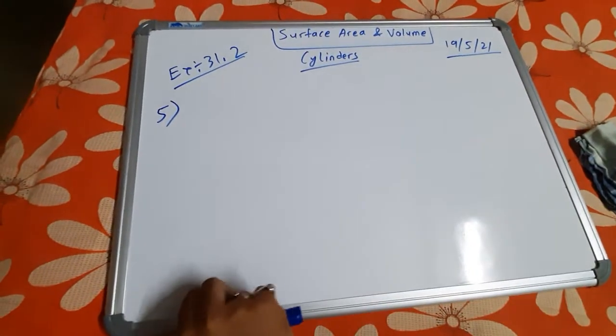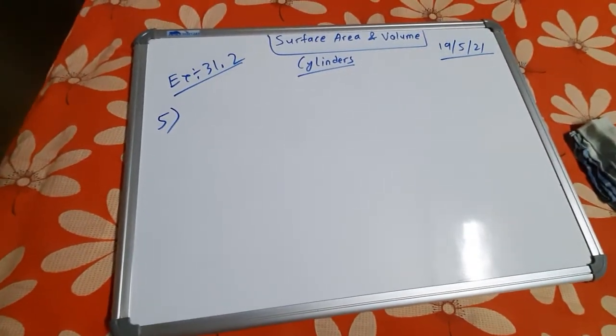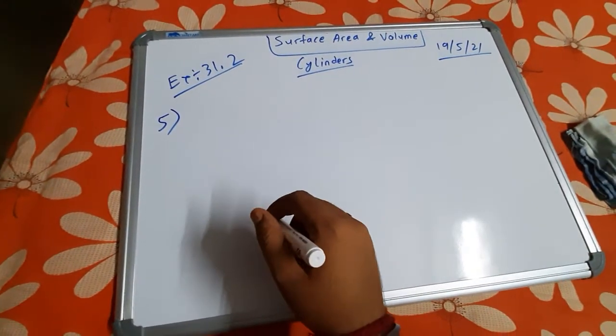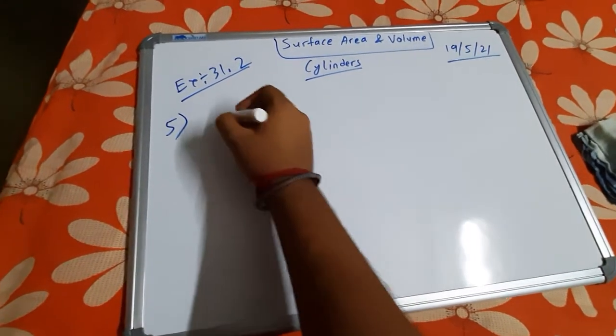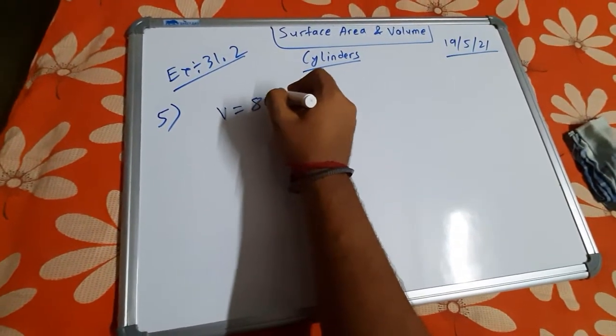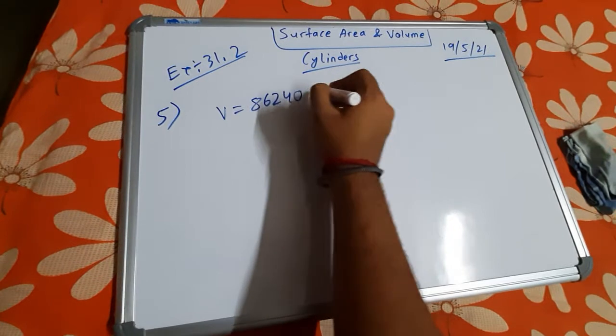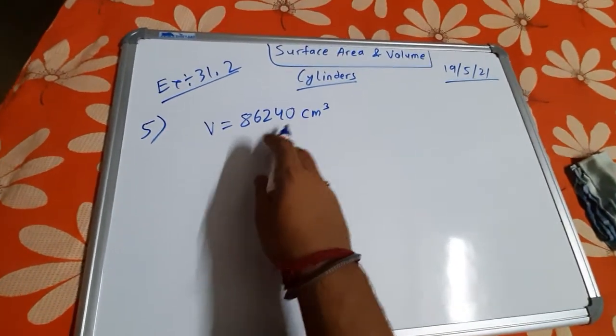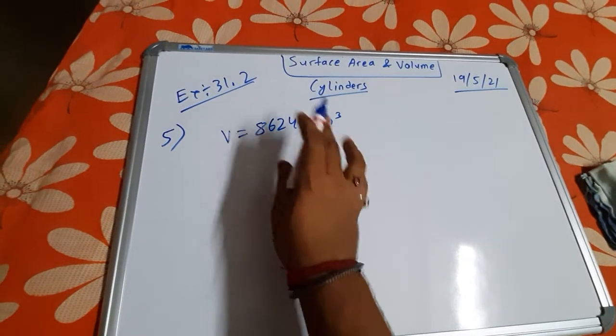Okay, so sum number 5 is telling us that the volume and curved surface area, the two are given. We have to find the total surface area. So volume is given as 86,240 centimeter cube. Okay, this is the volume.